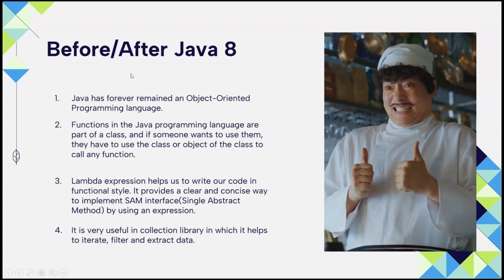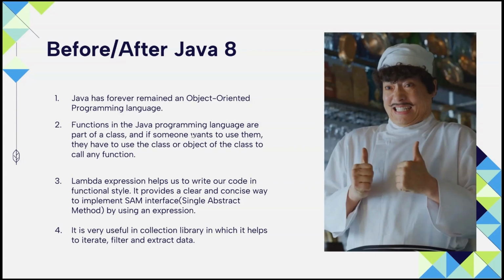So, Java 8 basically changed everything. Java was always object oriented programming. In Java 8, it adapted function oriented programming as well, evolving into a hybrid programming language. Function oriented programming in Java has the main concept called lambda expression.